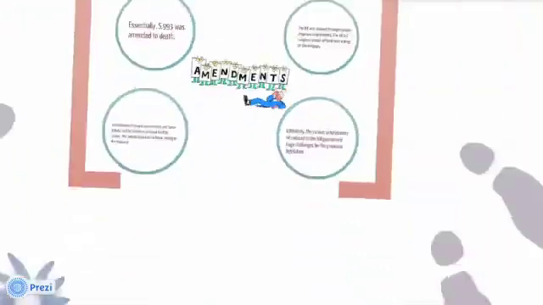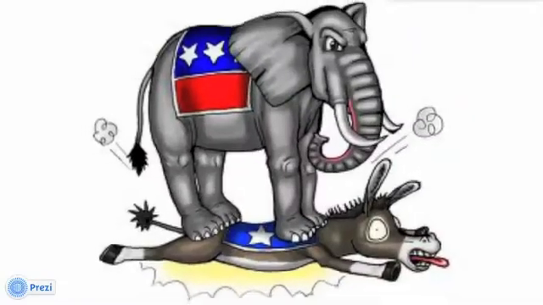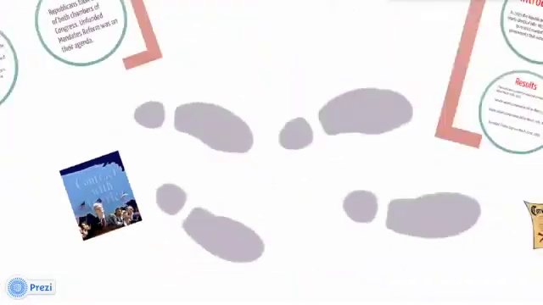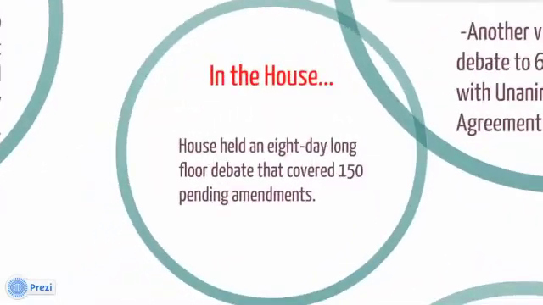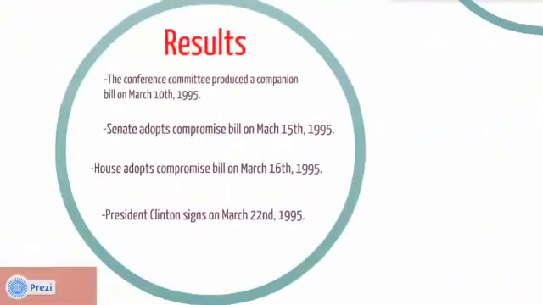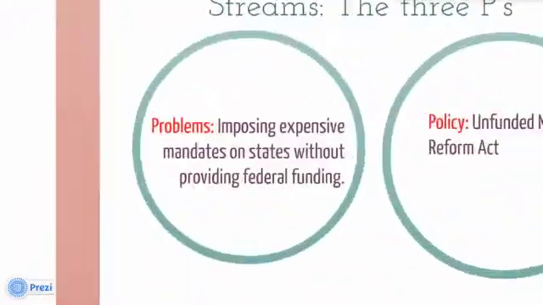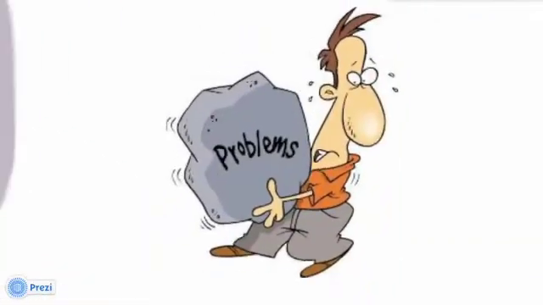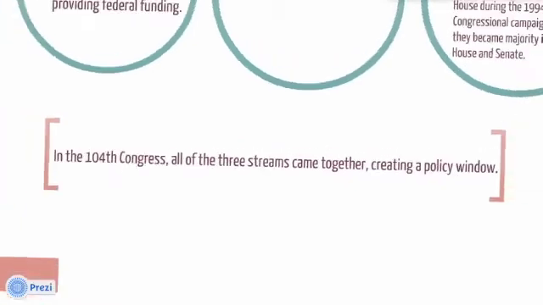Unfunded mandates from the federal government was a direct expression of what Republicans saw as a central government overreach. But they were not in a position in the late 1980s and early 1990s to seriously budge policy. The 1994 midterm election of the 104th Congress changed this long-standing dynamic, and allowed the third stream of politics to finally come in line with the other two, finally passing the Unfunded Mandate Reform Act.